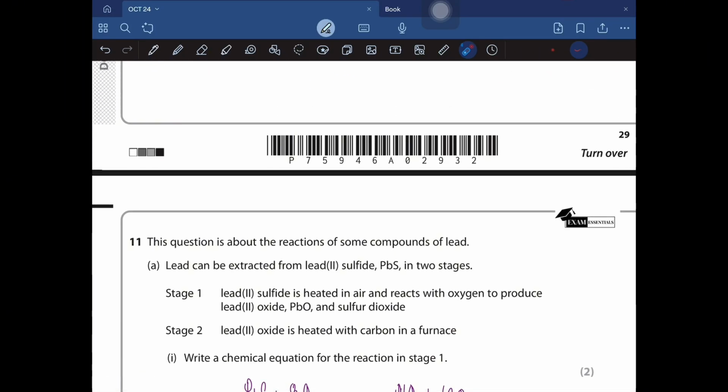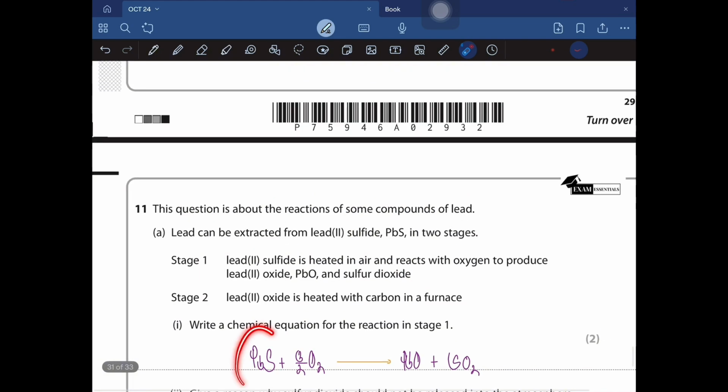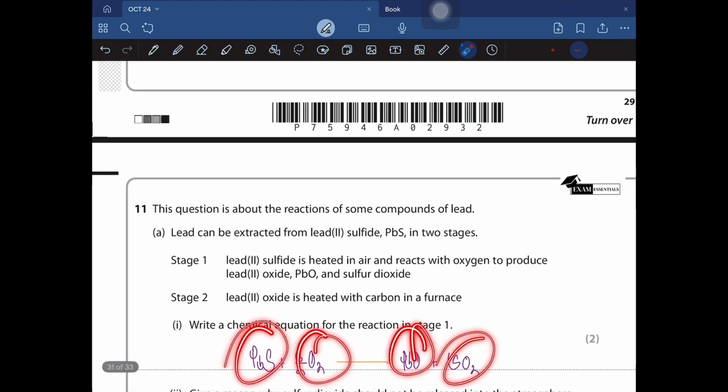This question is about the reaction of some of the compounds of lead. Lead can be extracted from lead sulfide (PbS) by a two-stage reaction. Stage 1: lead sulfide is heated in air and reacts with oxygen to produce lead oxide and sulfur dioxide. Stage 2: lead oxide is heated with carbon in a furnace. Write a chemical equation for the reaction of stage 1. So lead sulfide (PbS) reacts with oxygen to form lead oxide and sulfur dioxide.